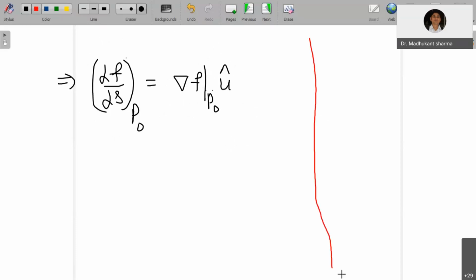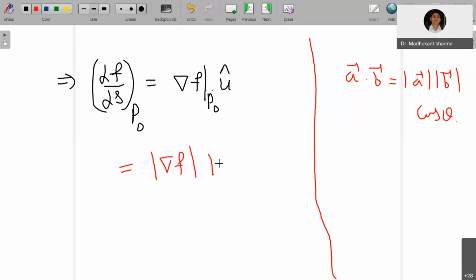Recall your vector calculus: A dot B is equal to mod A mod B cos theta, where theta is the angle between the vectors A and B. If theta is pi by 2, A dot B is 0. So this dot product is certainly equal to mod grad f times mod u cap cos theta, at p naught. Since this is a unit vector, its mod is 1. So it's going to be mod grad f times cos theta. Let's say this is equation number 2.